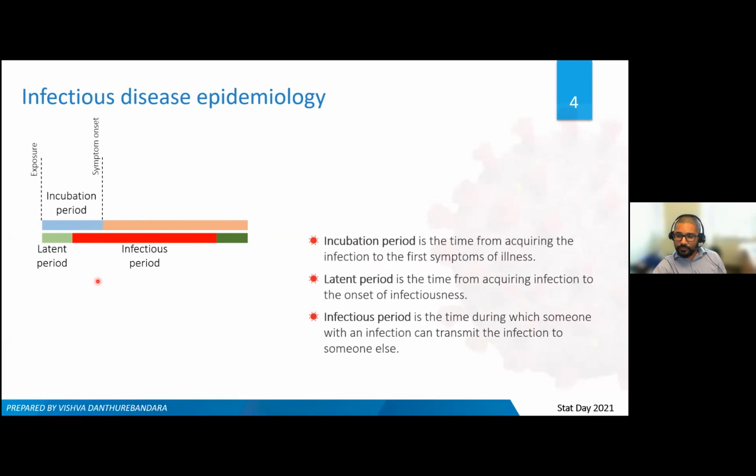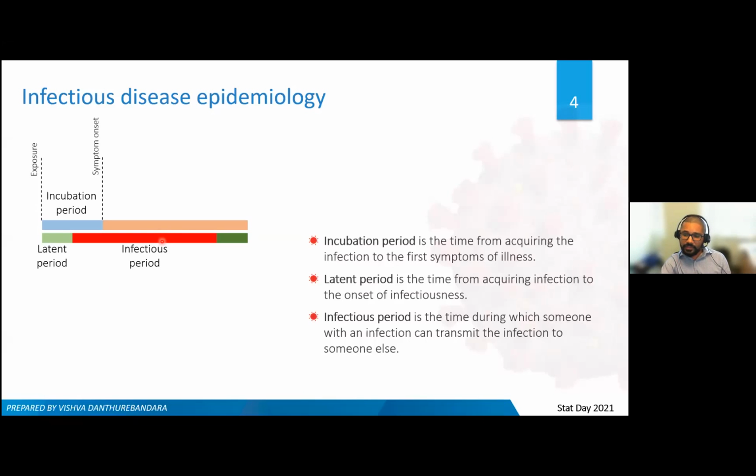Starting with the incubation period, this is the time from when infection is first acquired to when someone first shows clinical symptoms. The latent period is the time from when the infection is acquired to the time when someone can first infect somebody else. And this is followed by the infectious period, the time during which an infected person can transmit the disease to others.